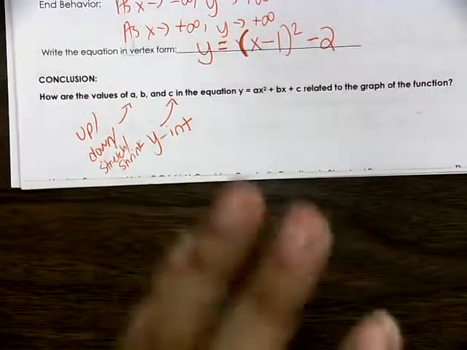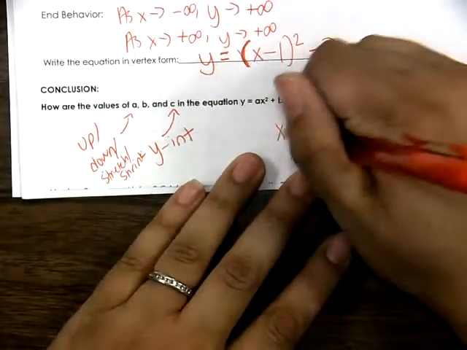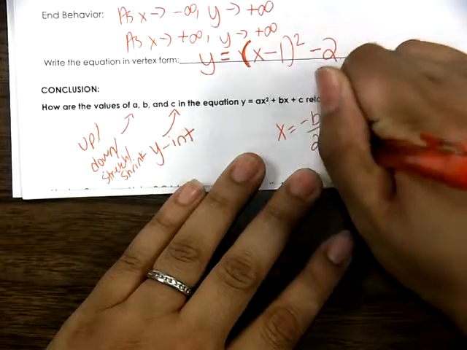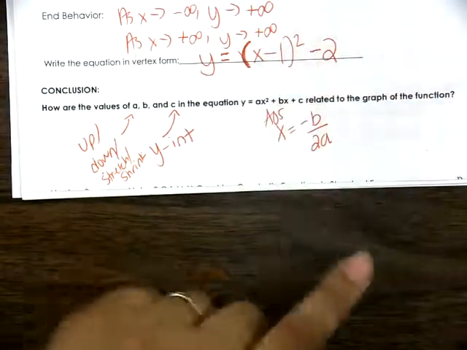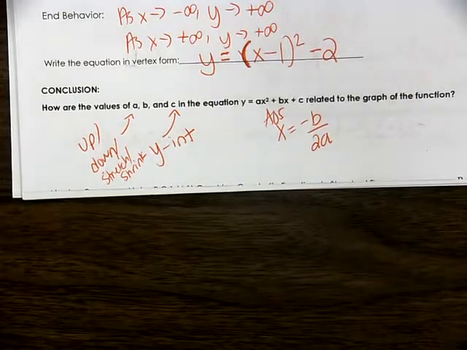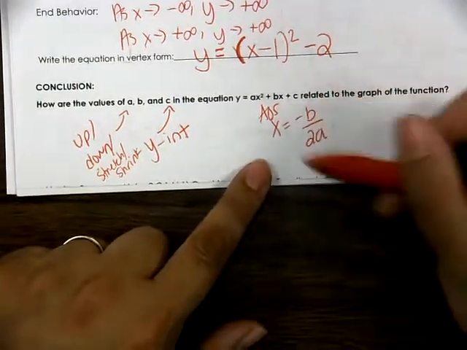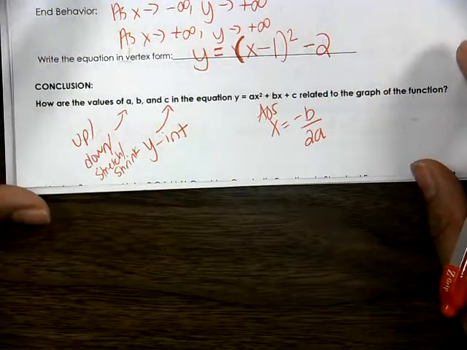Now the B value is related to the AOS, because you guys saw the -b over 2a, that was to help us find our AOS. So depending on what those values are, it's going to move your graph left or right to get to your AOS. So although it's not an H value, like the H that tells you left or right, it is telling you that direction. All right, so once everyone is good here, let's go to the back page.